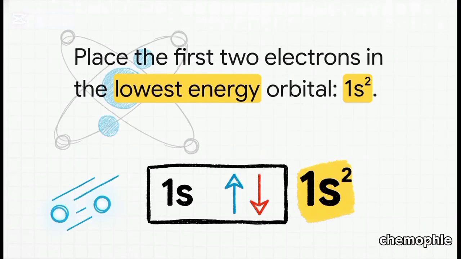And now let's put it all together with oxygen, which has a total of 8 electrons we need to find homes for. Let's start with the first 2. Rule number 1 says they have to go in the lowest energy spot, which is 1s. Then rule number 2 says 2 can fit in there, as long as they have opposite spins. So we write that as 1s squared. And just like that, 2 electrons are placed.